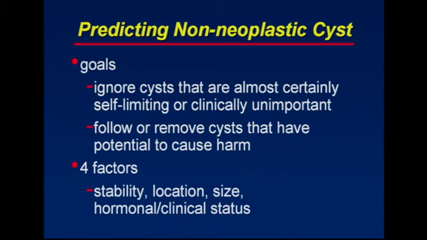So the 4 factors that we will look at to try to predict whether a cyst is non-neoplastic or not is to look at stability, if we're able to, location, size, and the patient's hormonal or clinical status. So let's assess those one by one.